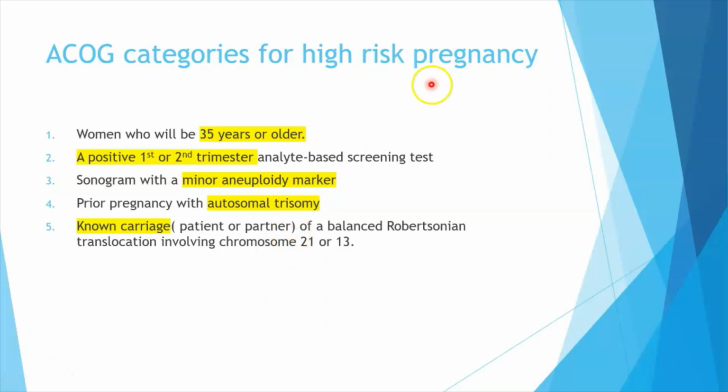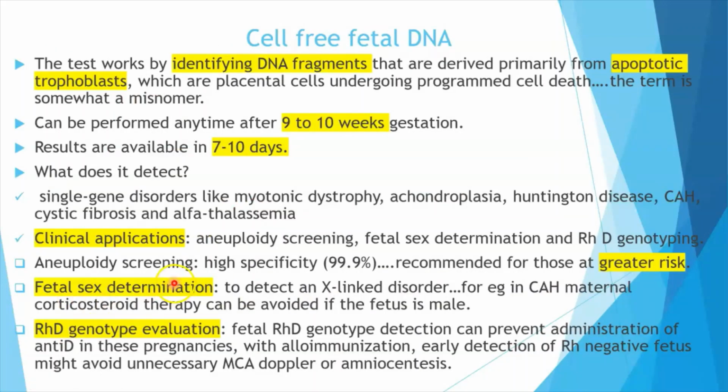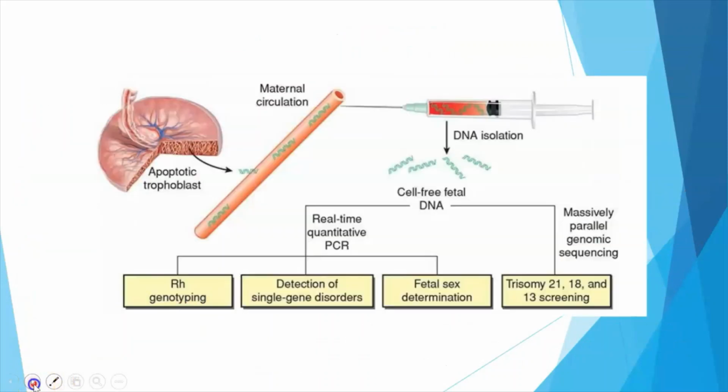Now, what are the ACOG categories for high-risk pregnancy? High-risk pregnancy includes women who will be 35 years or older, a positive first or second trimester analyte-based screening, a sonogram with a minor aneuploidy marker, a prior pregnancy with autosomal trisomy, and fifth, a known carrier, that is either the patient or the partner, of a balanced Robertsonian translocation involving chromosome 21 or 13. Now, cell-free fetal DNA is recommended for those at greater risk, in the categories I just told you.